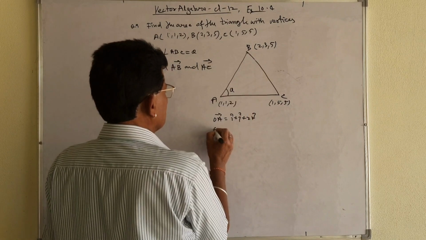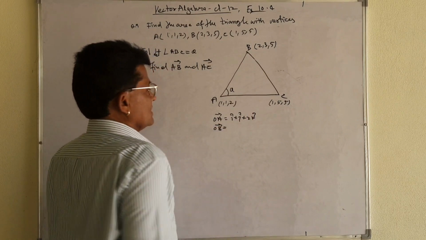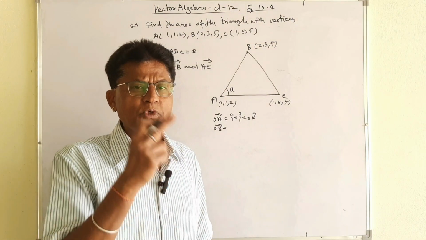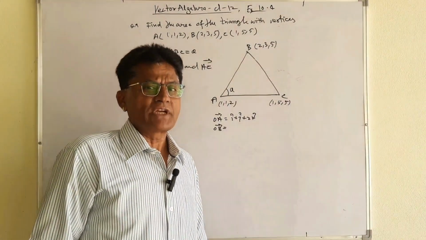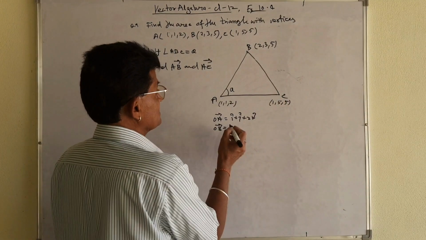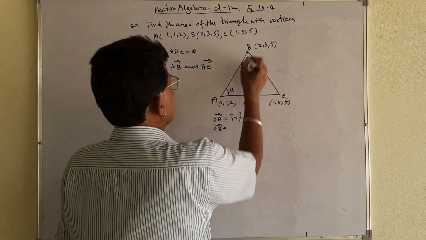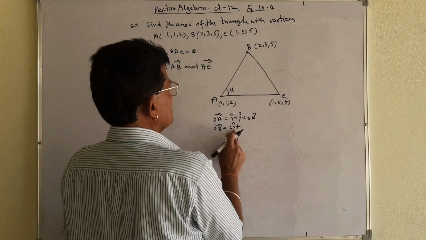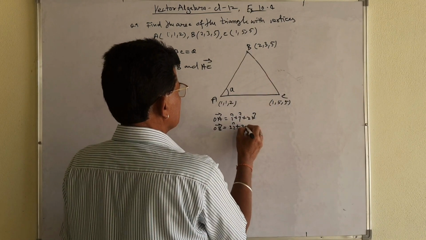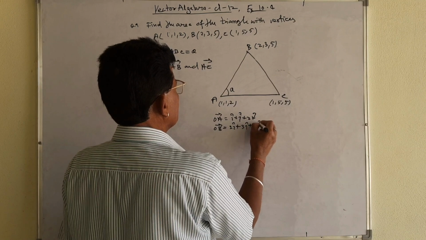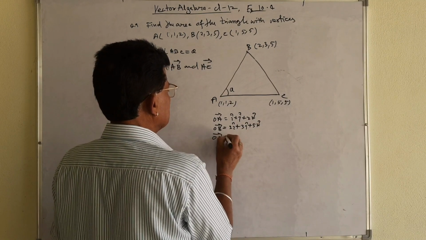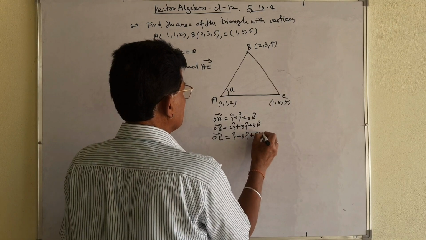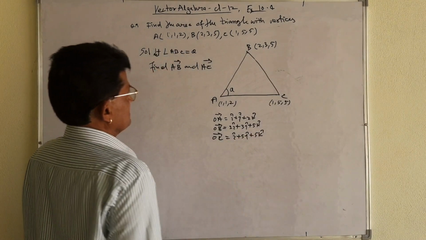Position vector of B point. I have discussed in great detail the position vector, projection, direction cosines and direction ratios in my previous videos. So the position vector of B is 2I plus 3J plus 5K. Position vector of the C point, my dear student, is I plus 5J plus 5K. These are the position vectors.